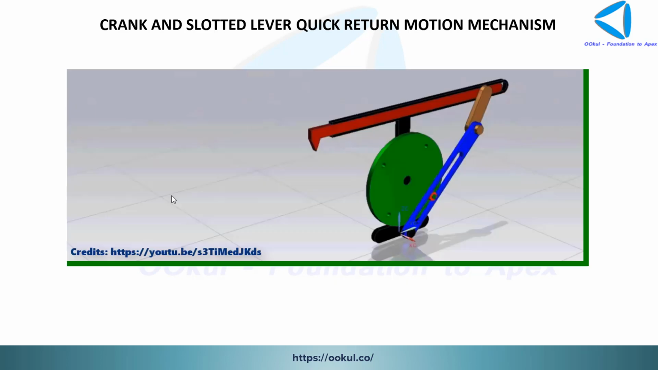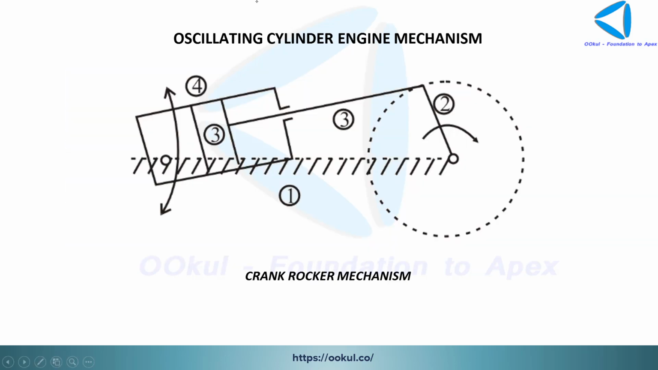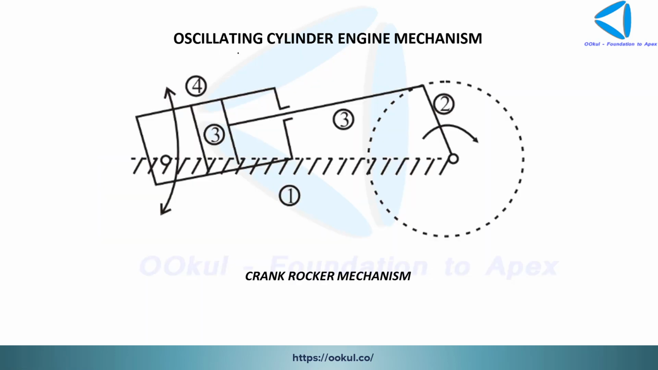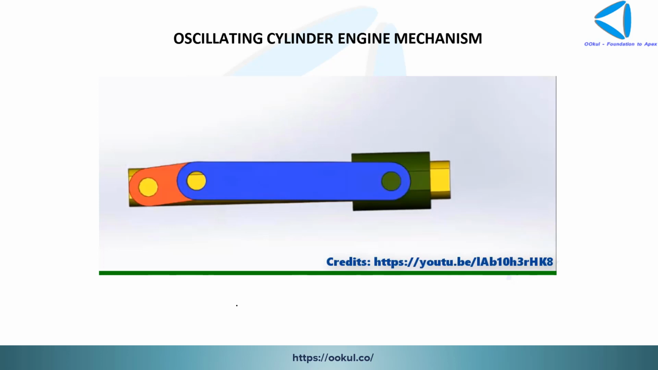Let us come to another one, that is your third one, the oscillating cylinder engine mechanism. In the oscillating cylinder engine mechanism, what happens? This is your crank, that is shown by the link 2. This is your fixed link, that is 1, and again your crank, which is your smallest link, is adjacent to the fixed link. So hence we get a crank rocker mechanism. So let us understand it with the help of the video first. So let us see this.